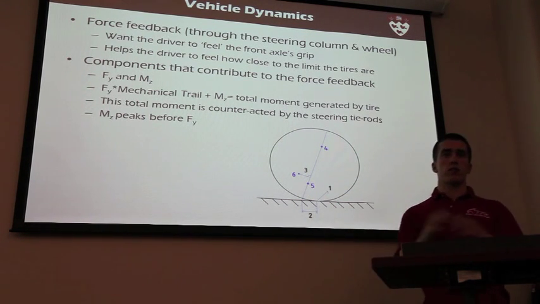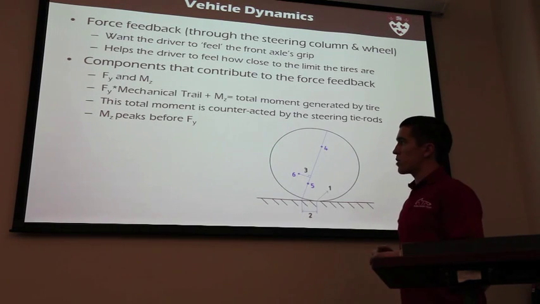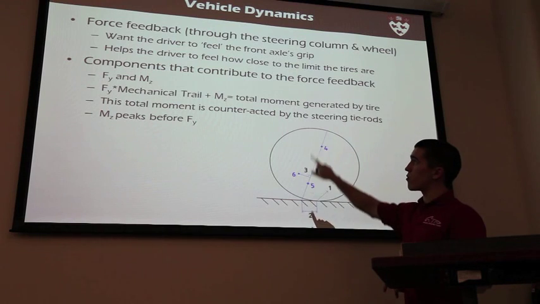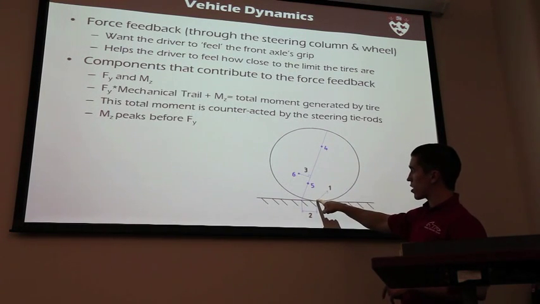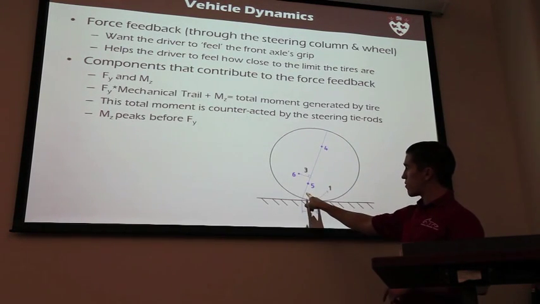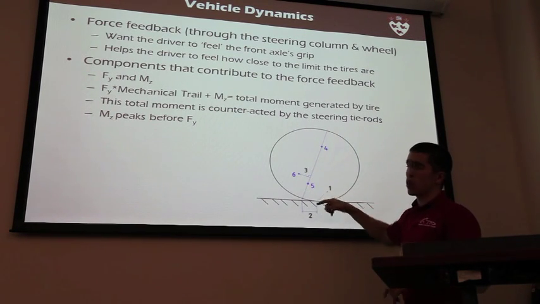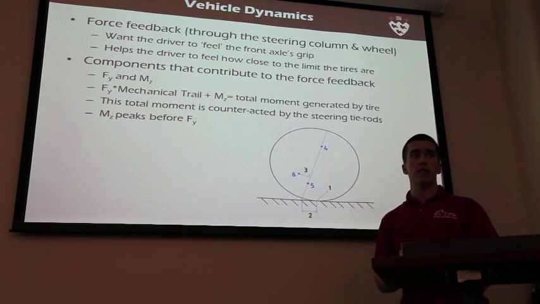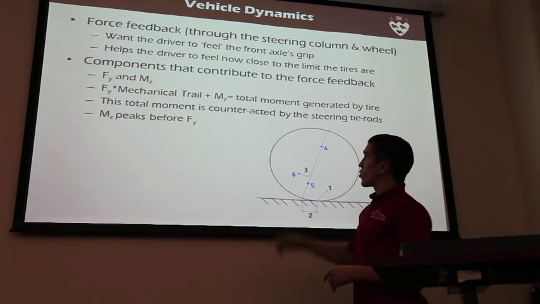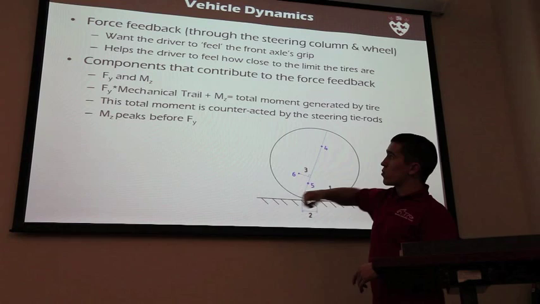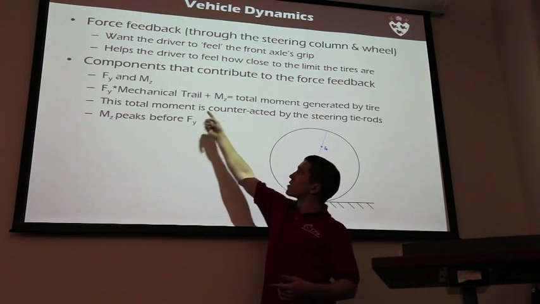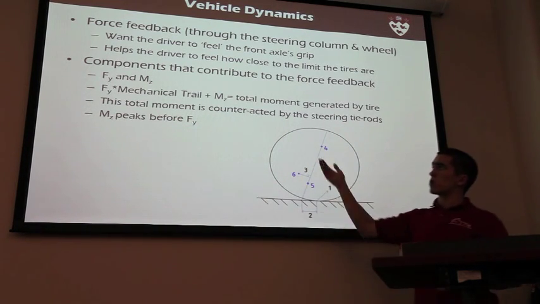So the mechanical trail is simply a length measurement, and you times that the lateral force, which is applied at the center of the contact patch. So basically, you have a force applied at a certain distance from the axis of rotation, which gives you a moment. So basically, adding that, your total moment generated by the tire will be equal to Fy, the lateral force, times the mechanical trail, plus the moment.